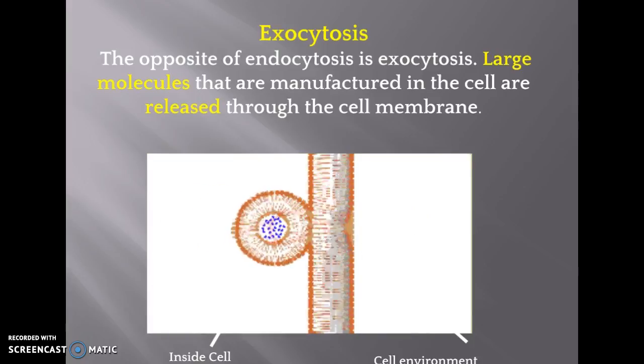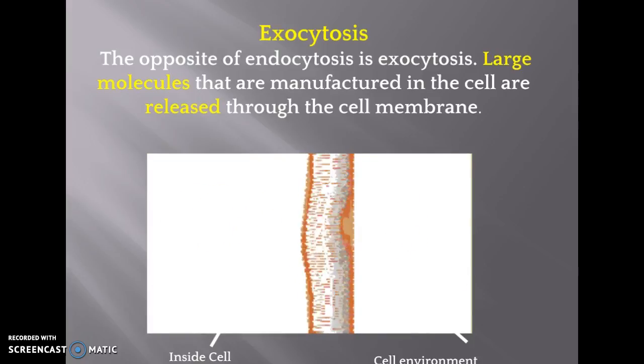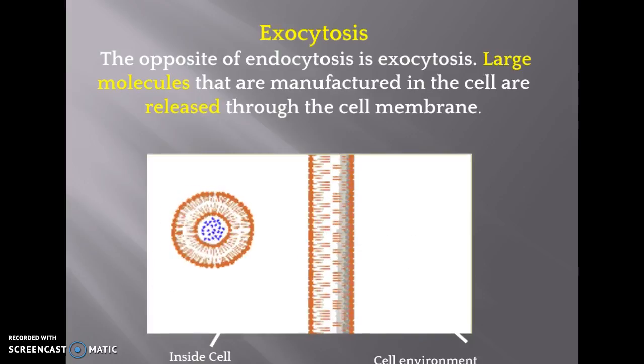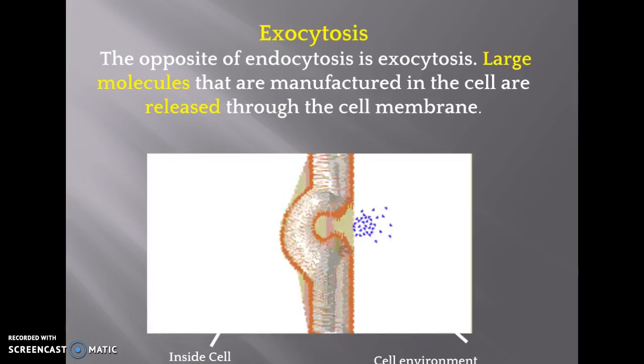All right, so those are the types of transport, active and passive. We talked about the structure of the cell membrane.